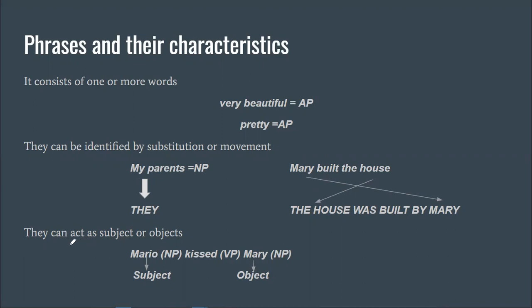As I mentioned before, they can act as subjects and objects. For example, Mario, in this case, is a subject and it's a noun phrase. Kiss Mary, which is acting as an object.